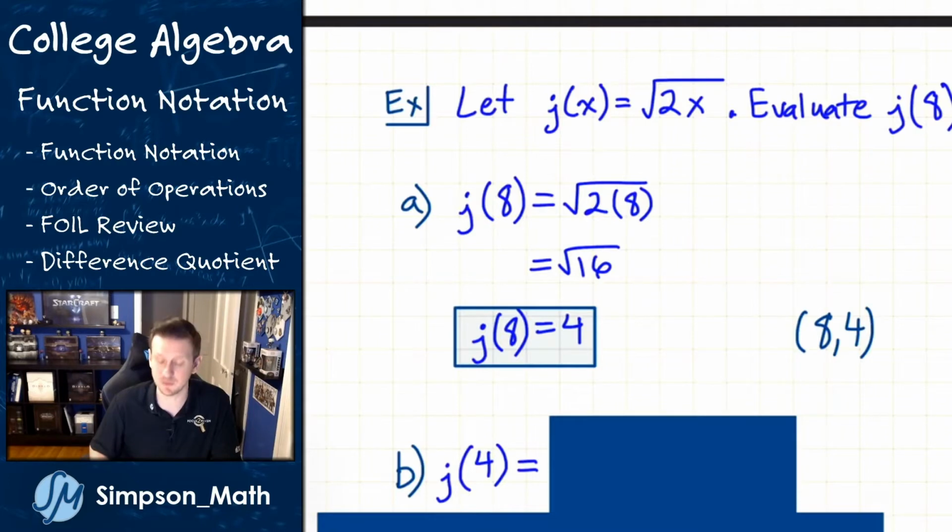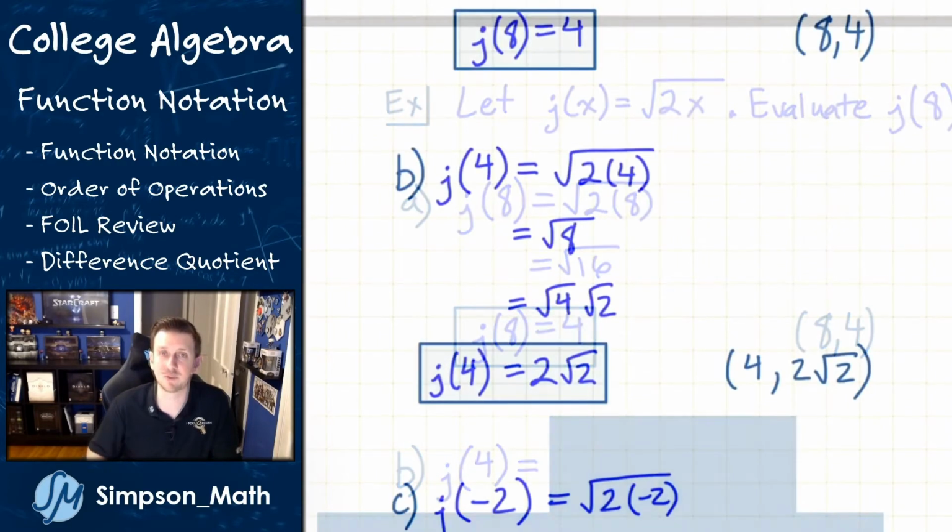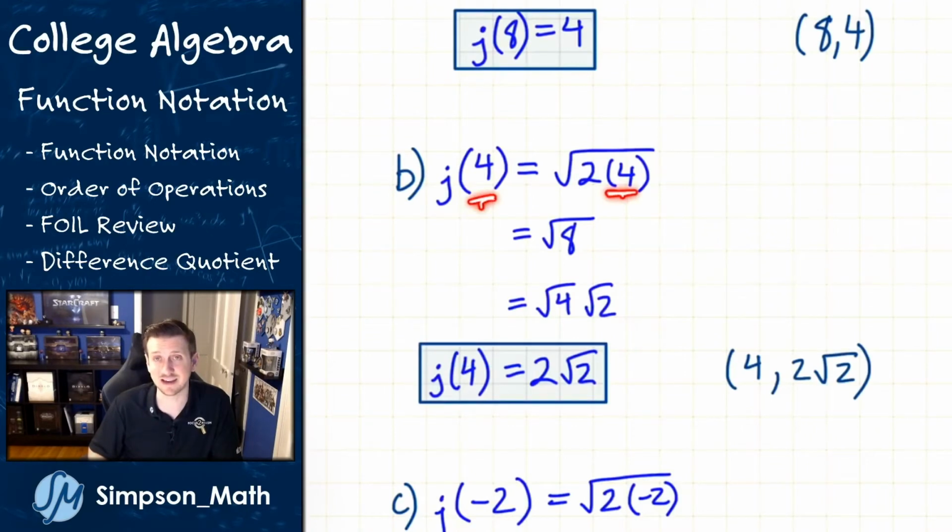All right, so I would like you to do letter B, j of 4, on your own. So we take the 4 and plug it into the x, and we end up with 2 times 4, which is 8. If you recall from my square root video, the square root of 8 can be broken apart: 8 is 4 times 2, so I can write that as the square root of 4 times the square root of 2. The square root of 4 is 2, and the square root of 2 stays behind. So we have 2 square root of 2. If I plug in a 4, out pops a 2 square root of 2.